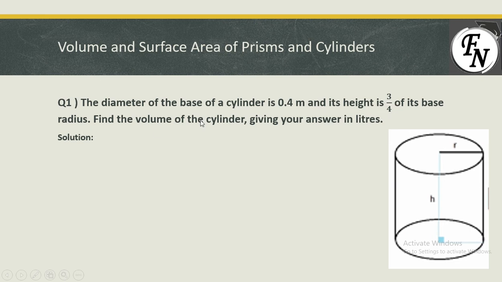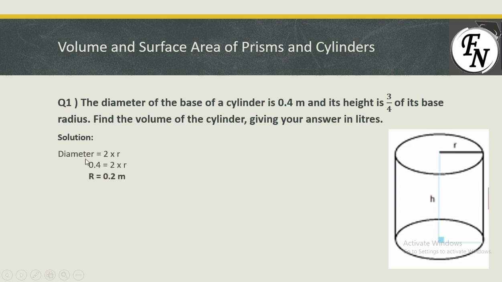So we need to calculate the radius first to calculate the height, that is 3/4 of the radius. That means 3 over 4 multiplied by the radius length. We are not given the radius here, so first we need to calculate the radius, then we can know our height. After that we need to find the volume of the cylinder and convert it into liters. So let's begin with the question.